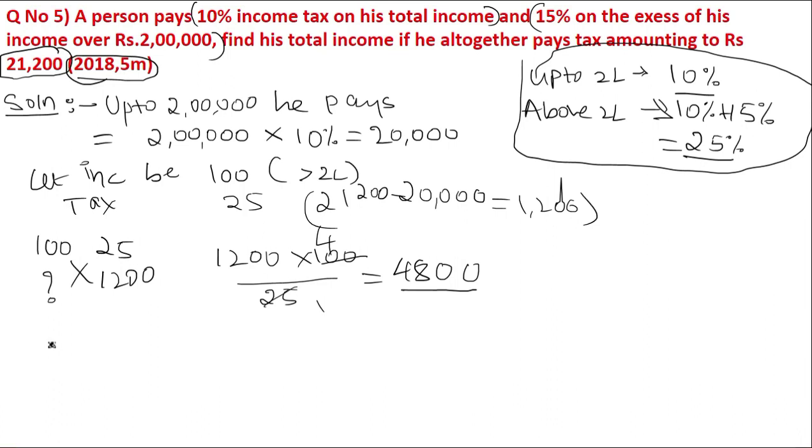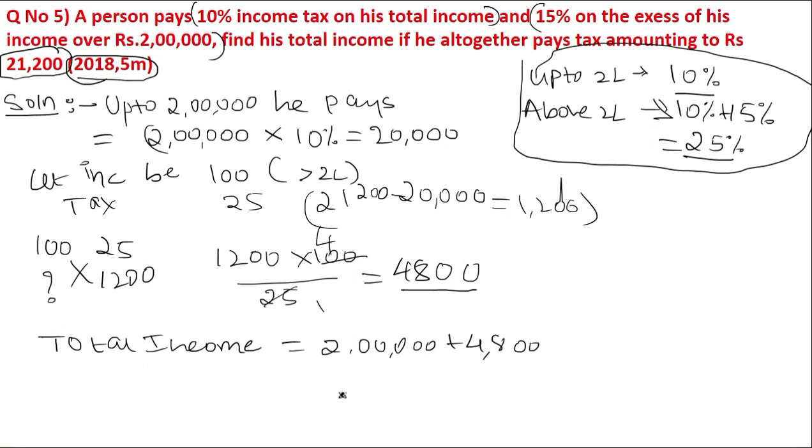So what is the total income? The total income is equal to the initial 2 lakhs, here we have got the initial 2 lakhs, plus this 4,800. How much will it become? 2 lakh 4,800. So this is the answer.